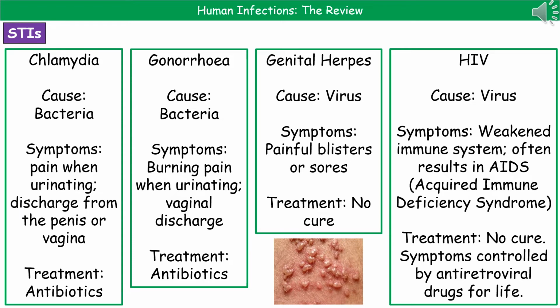For genital herpes, which is a viral infection, then you develop these painful blisters or sores. Unfortunately for these, there is no cure. So if you get genital herpes, then that's just the gift that keeps on giving throughout the rest of your life. Last one is HIV, which is another viral infection there. And what you're going to see in terms of the symptoms of HIV is a weakened immune system.